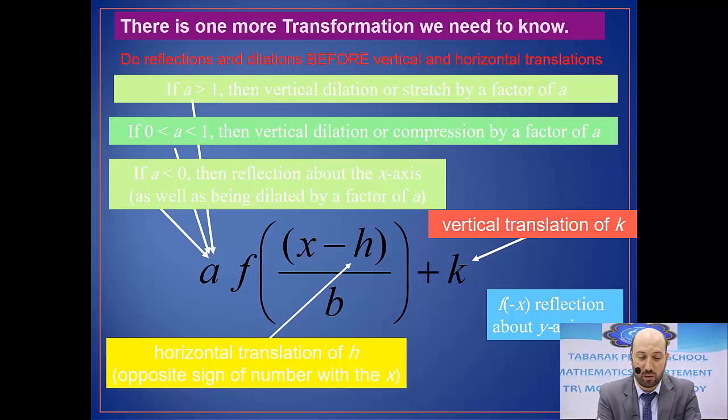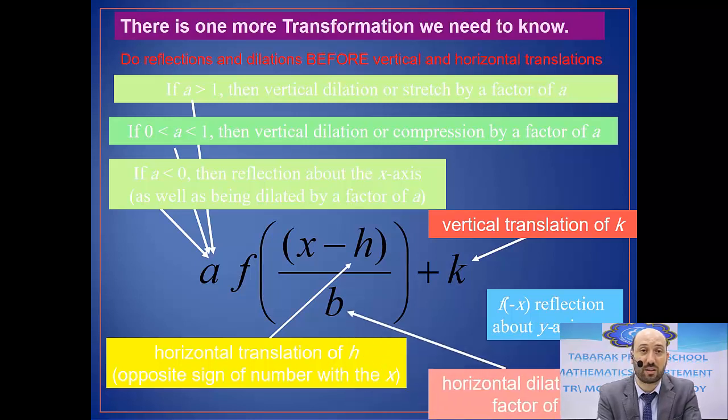The last one is horizontal dilation by a factor of b. If we have x divided by b, it is a horizontal dilation by a factor of b. If we have x multiplied by b inside the function, it will be a horizontal dilation by a factor of 1 over b. It is very important, please, folks.